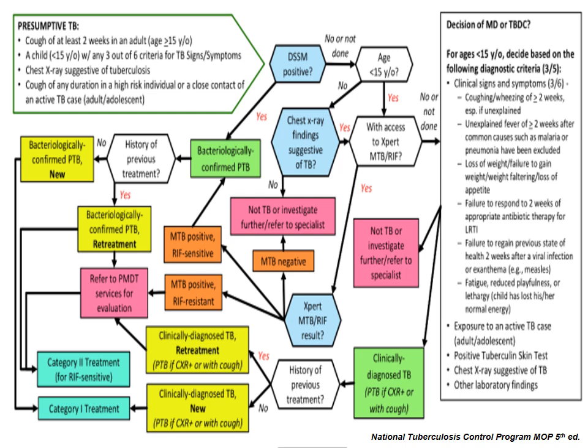For patients who cannot expectorate sputum, for DSSM or Gene Expert, do a TST. If negative, do a chest X-ray and decide to treat as active TB if the child has 3 out of the following diagnostic criteria and be classified as clinically diagnosed TB. If the child does not fulfill 3 out of the 5 diagnostic criteria, investigate further or refer to specialist.